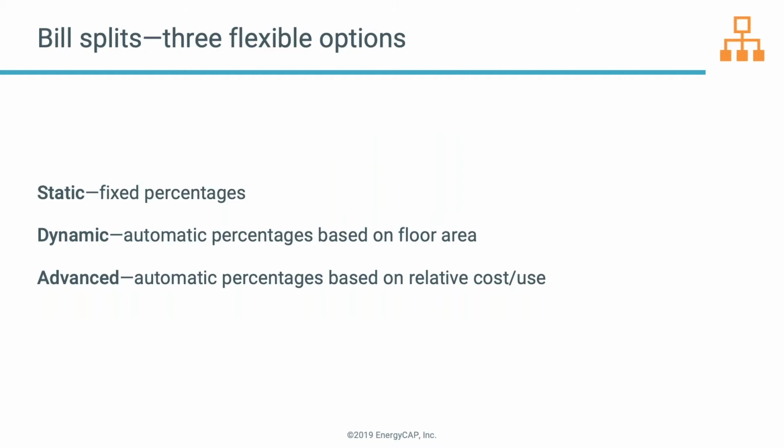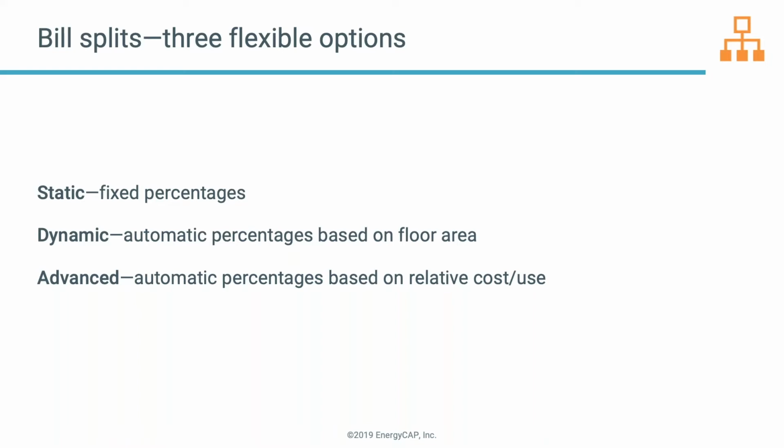You can use fixed percentages. If you know that a particular bill should be split, let's say 25% to one department and 75% to another department, then you can provide those fixed values to EnergyCAP, and we'll use that in our processing.